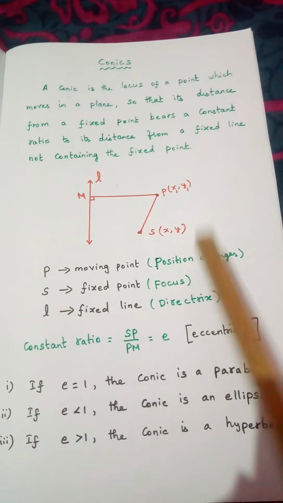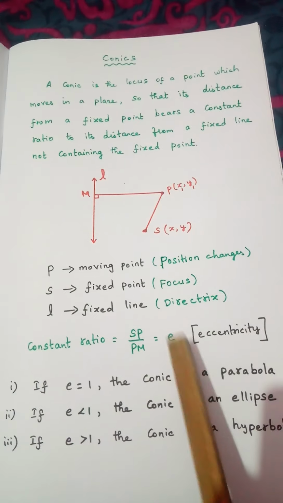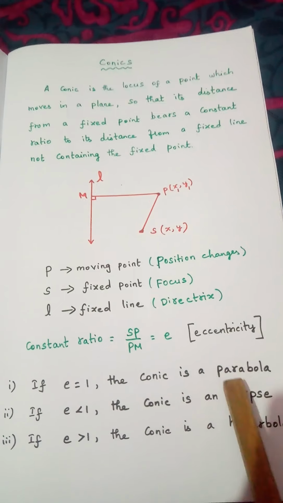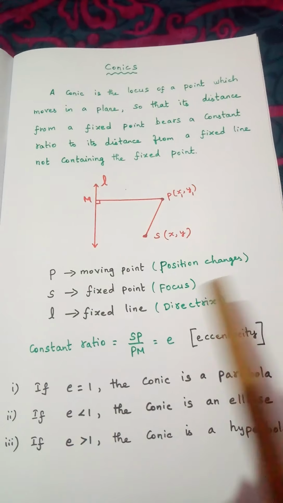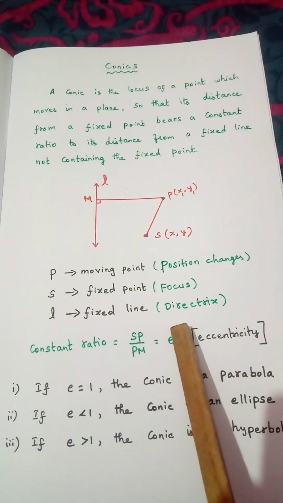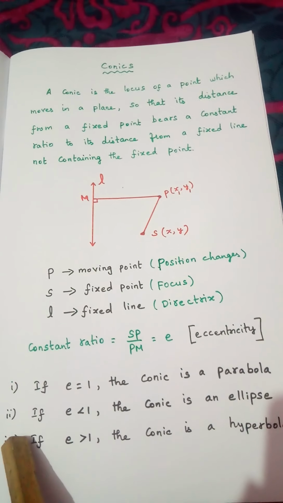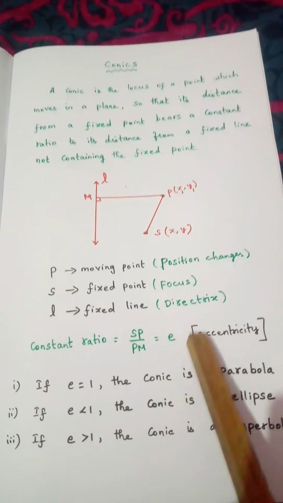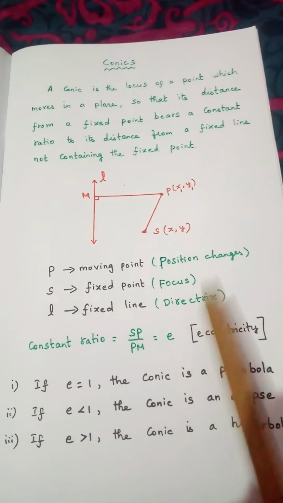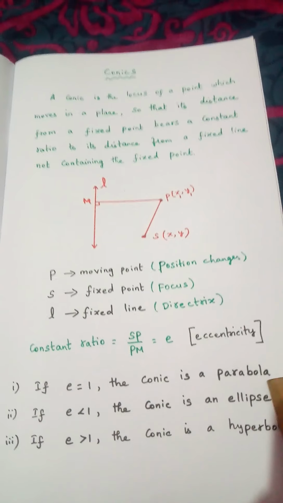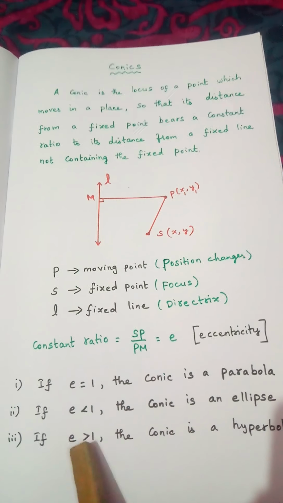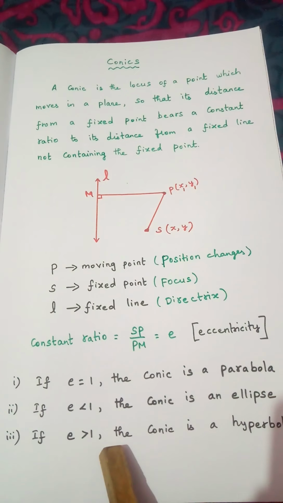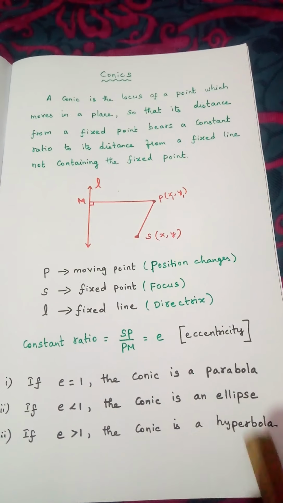Suppose the point P moves such that E is always equal to 1, then the diagram obtained is a parabola. If the value of E is always lesser than 1, which means 0.5, 0.4, 0.3, 0.1, such values only, then the diagram obtained is an ellipse. If the E value is always greater than 1, then the diagram obtained is a hyperbola.